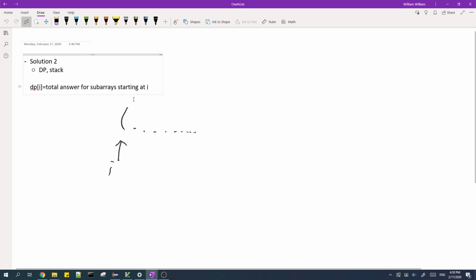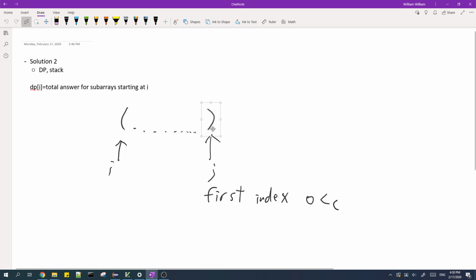So the first case is when the character I is an opening parenthesis. In that case, let's find J. J is the first index such that, when we start from I, the number of opening characters will be smaller than the number of closing characters. And we can find this closing parenthesis with a stack, and I'll show it in my code later.